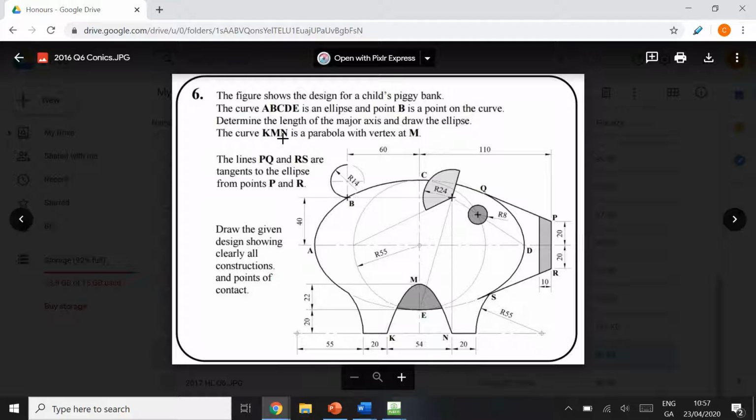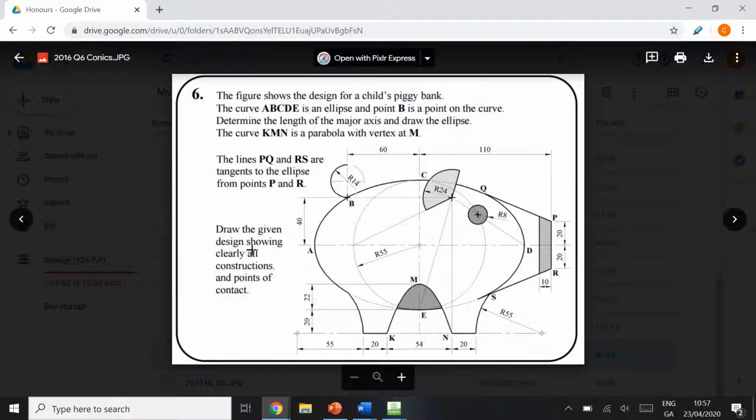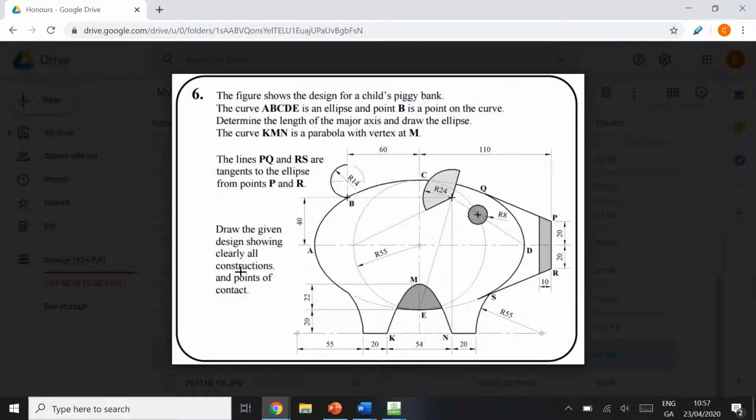The curve KMN is a parabola with vertex M. The lines PQ and RS are tangent to the ellipse from points P and R. Draw the given design showing clearly all constructions and points of contact. Okay, so there's 3 tricks here to this question.